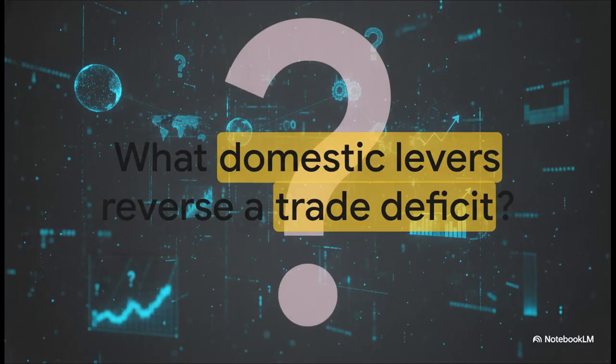Which leaves us with a really fascinating puzzle to ponder as we wrap up. If slapping quotas or tariffs on foreign goods mathematically cannot change the overall trade balance, what fundamental domestic levers must a country actually pull to reverse a trade deficit? I highly encourage you to look back at our very first simulation for the real answer.